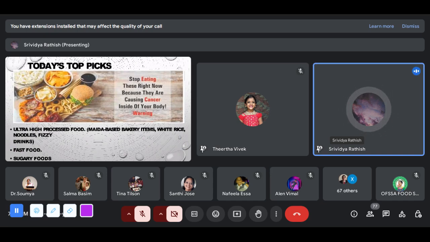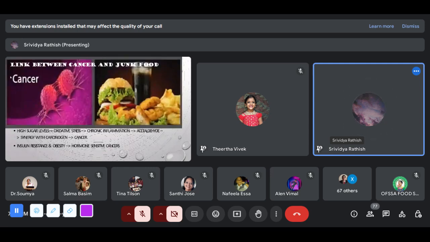Today's fad is ultra high processed food. What is ultra high processed food? That is food without any nutrition at all, just having empty calories. It can be in the form of bakery foods like maida, which is shorn of all nutrients, or in the form of fizzy, sugary drinks. All the fast foods.